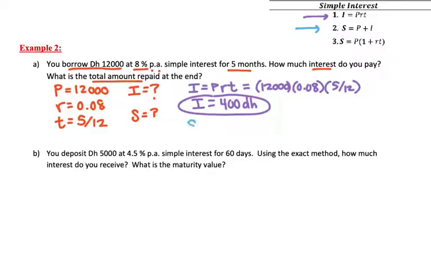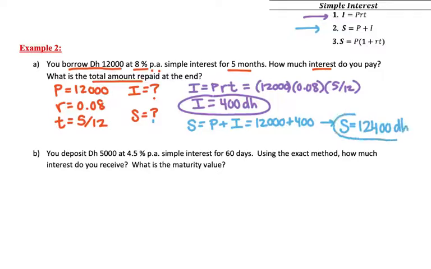Okay, the second part of the question, we will use this equation. The future value S just equals the principal that you borrowed plus the interest earned. So in this case, 12,000 plus the 400 in interest. The future amount, or the total amount that you have to repay at the end, is going to be 12,400 dirhams.